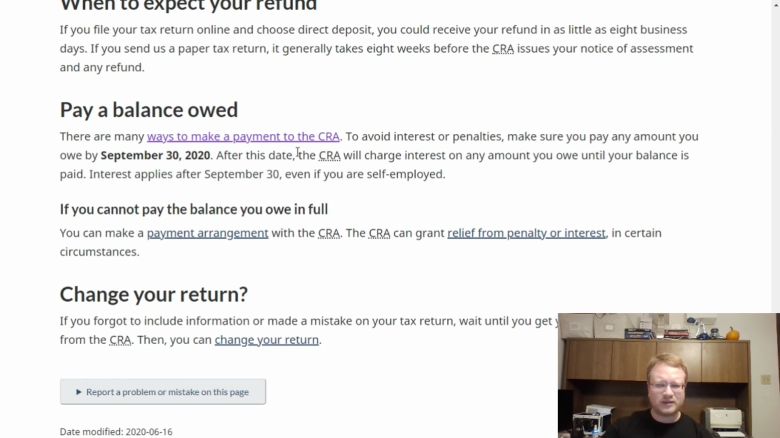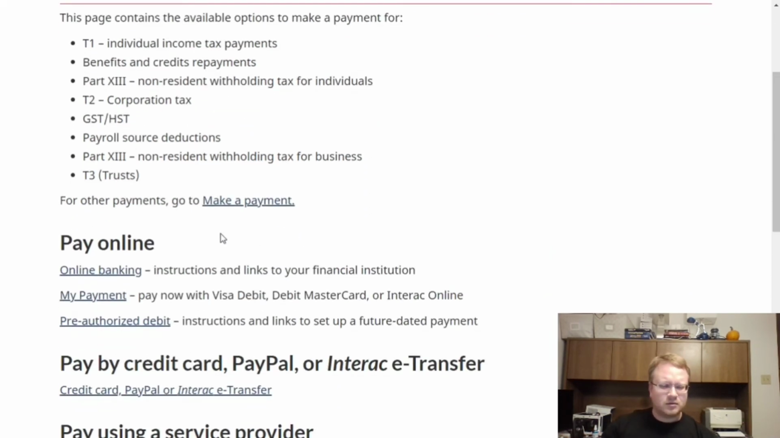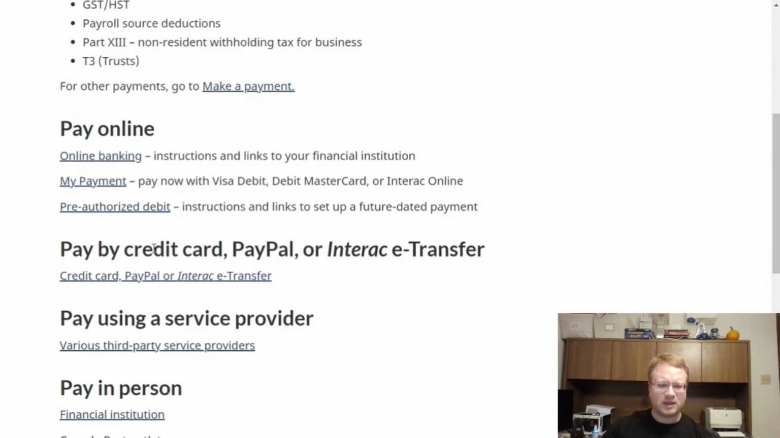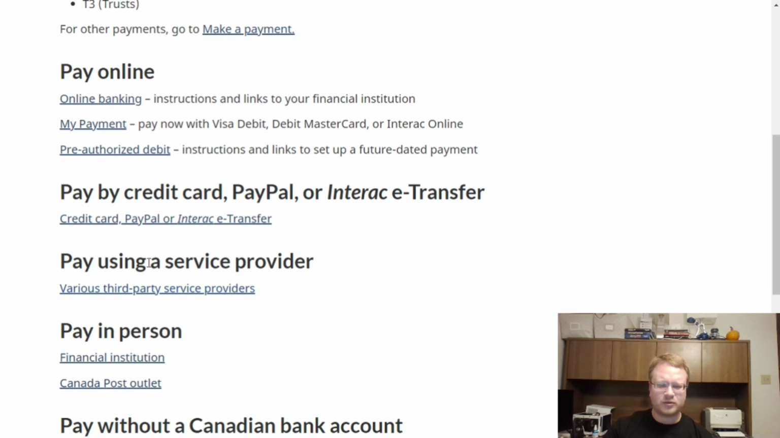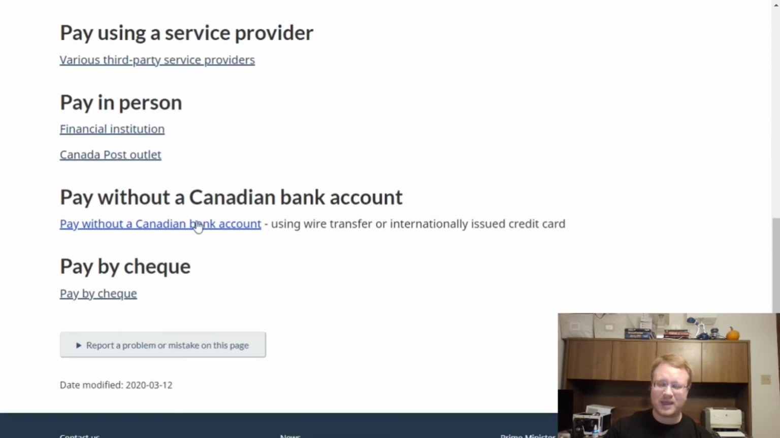And let's take a look briefly at how we make a payment to the CRA. Like we've talked about before, we can pay online. There are a few options. We can pay with credit card, PayPal, or e-transfer. We can pay using a third-party service provider. We can pay in person at banks or Canada Post. If you don't have a bank account, there are options, or you can even pay by check.